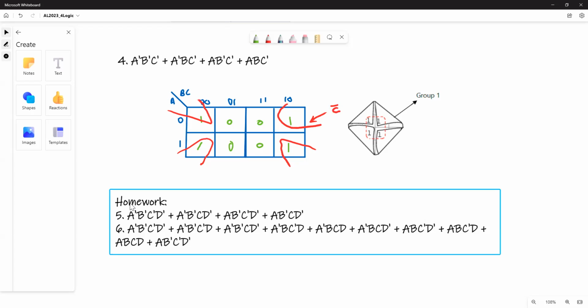So the next one, I will give you two homeworks. Fifth one, A bar, B bar, C bar, D bar, plus A bar, B bar, C, D bar, plus A, B bar, C bar, D bar, plus A, B bar, C, D bar. Sixth one, A bar, B bar, C bar, D bar, plus A bar, B bar, C bar, D, plus A bar, B bar, C, D bar, plus A bar, B, C bar, D, plus A bar, B, C, D, plus A bar, B, C, D bar, plus A, B, C bar, D bar, plus A, B, C bar, D, plus A, B, C, D, plus A, B bar, C bar, D bar.